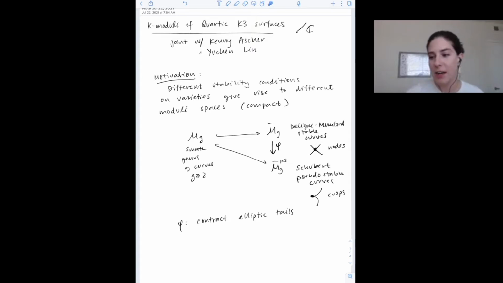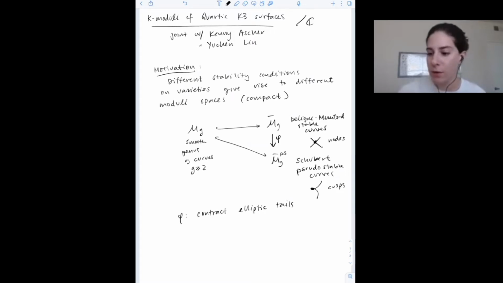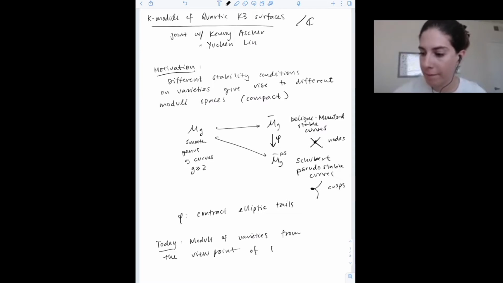But there are many ways to view these different stability conditions on curves, and the one we'll, less so for curves, but one that we'll really be focusing on today, specifically for higher dimensions and K3 surfaces, is moduli spaces of varieties coming from the viewpoint of K-stability. And K-stability is a differential geometric notion that has recently been studied and really generalized to the algebraic geometric setting.